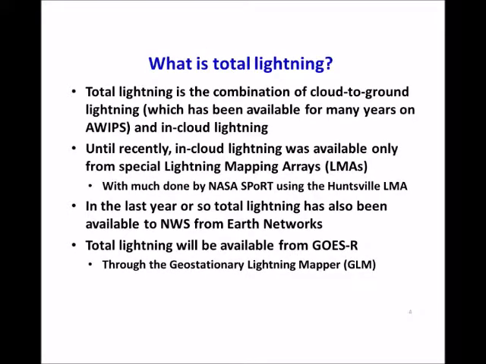All right, so a brief review. What is total lightning? It is the combination of cloud-to-ground lightning, which you've had on AWIPS for many years, and then in-cloud lightning. So until recently, in-cloud lightning was only available through these special lightning mapping arrays, and SPoRT had one of these in Huntsville, Alabama, probably one of the earliest arrays. So that's where a lot of the research initially was done. In the last year or so, since 2014, total lightning has also been available through Earth Networks to the National Weather Service and via AWIPS now in most places. In the future, and this is the connection to GOES-R, total lightning will also be available from the Global Lightning Mapper on GOES-R.